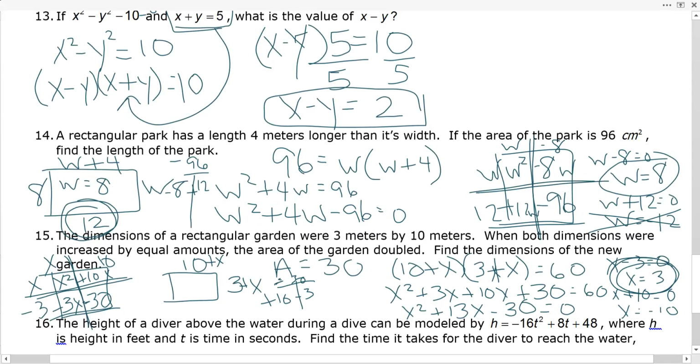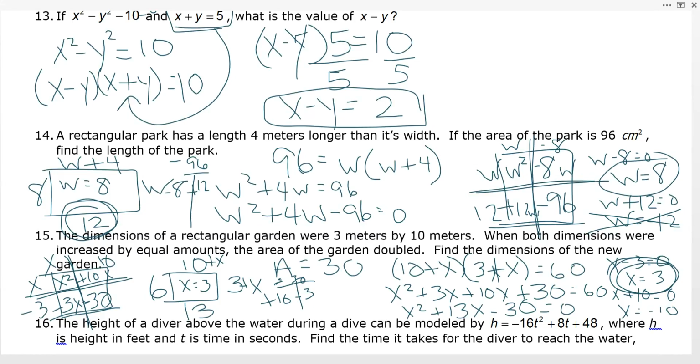So my dimensions are going to be, if x equals 3, my new length is going to be 6 and 13, which is not correct because 6 times 13 is not 60. What did I do wrong? 10 and 3, 30. Factor, plus 10 minus 3. Oh, I hate it when I do this. I had the answer on my paper and everything, and that was not it.